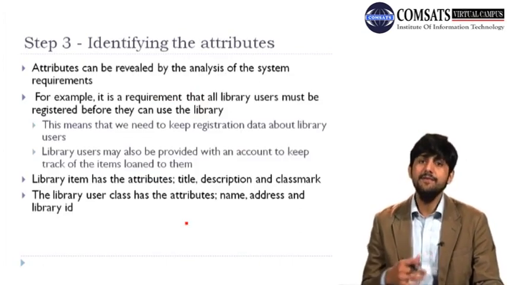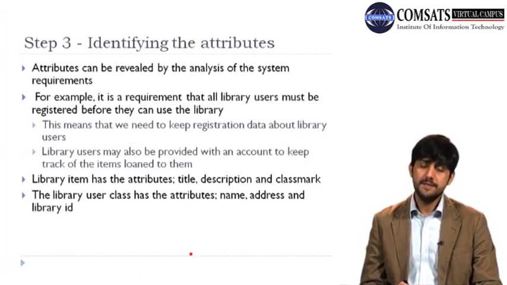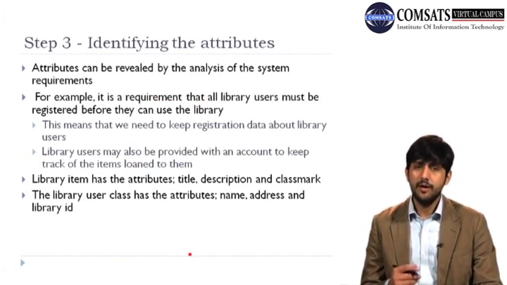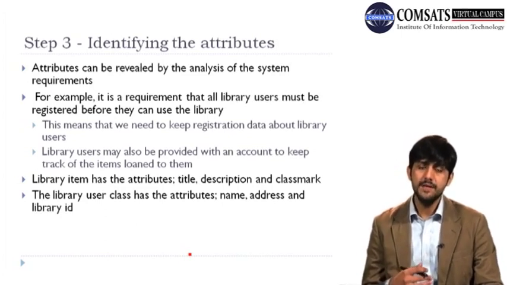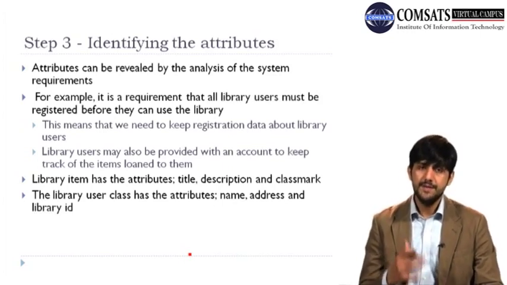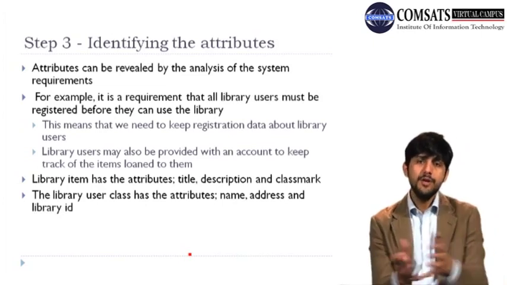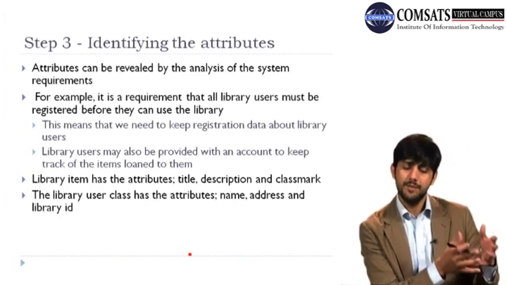Then step 3 was identifying the attributes. Attributes can be revealed by analysis of the system requirements. For example, it is a requirement that all the library users must be registered before they can use the library. So this means that we need to keep registration data about library users. Library users may also be provided with an account to keep track of items loaned to them. So again, from the requirements, we put more detail in the model. So we get the information from there.